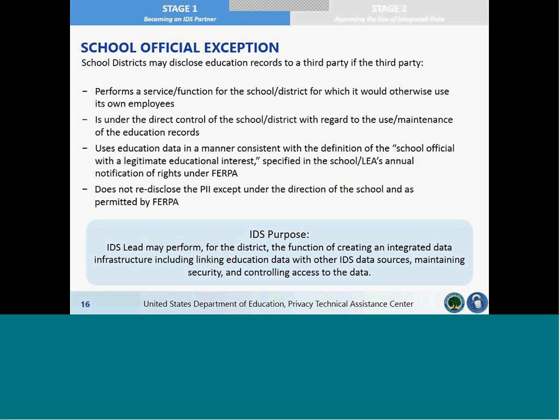School districts can use the school official exception, and then school districts, local educational agencies, and state educational agencies can use the evaluation exception.